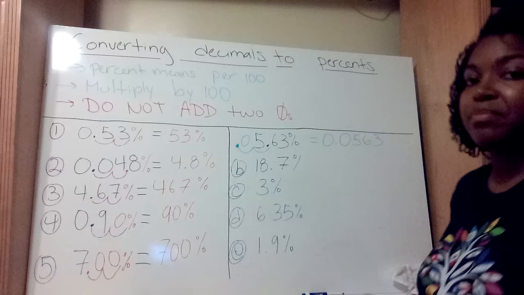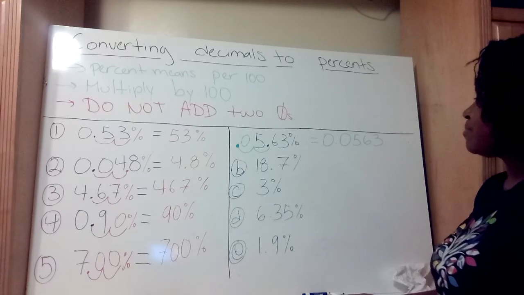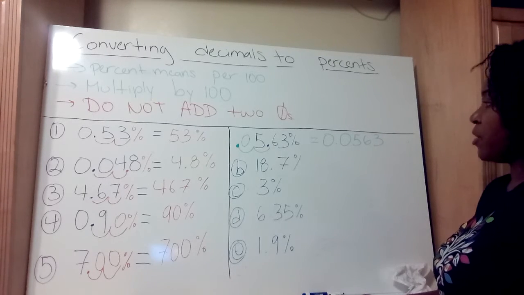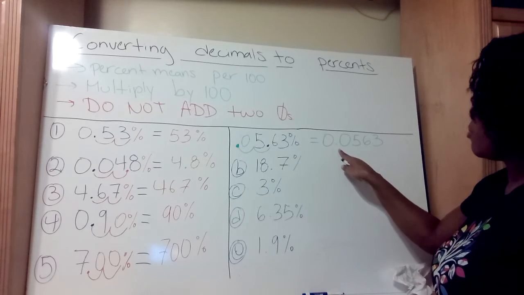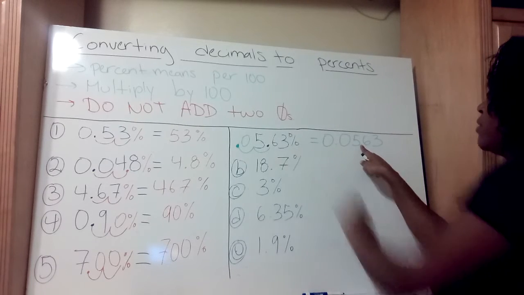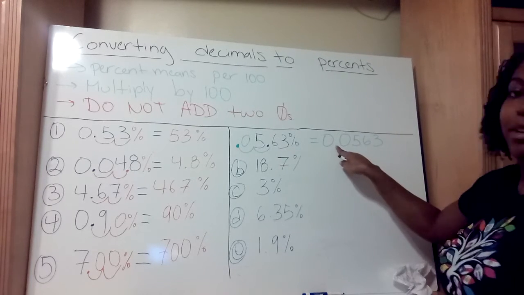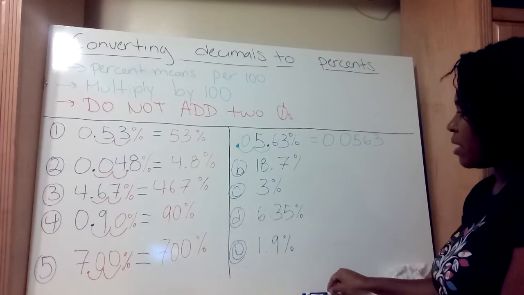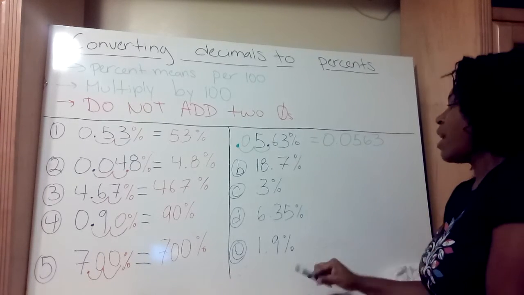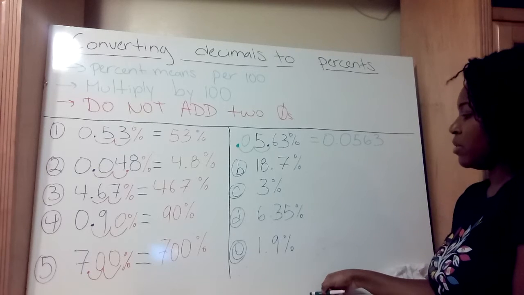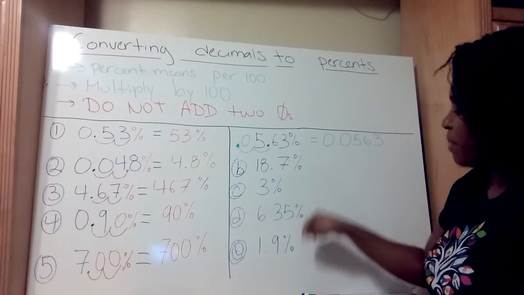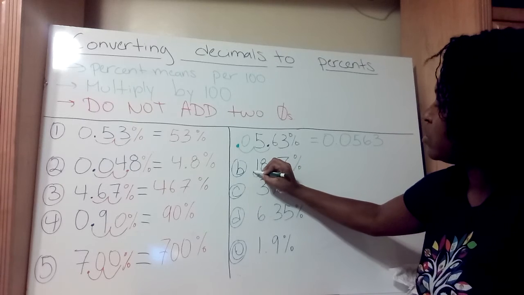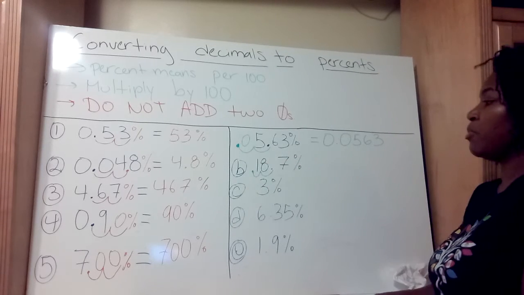And that's it. And if I wanted to check my work, I could just take my decimal point and move it back 2 places. Oh, there it is as a percent. There it is again as a decimal. All right, so 18.7% as a decimal. So again, I need to move back 2 place values. So I go back 1, 2, and that is where my decimal point goes.